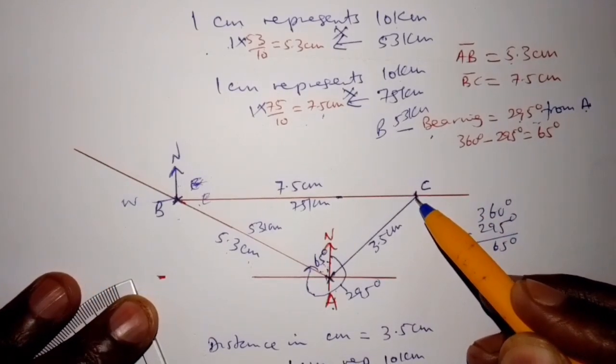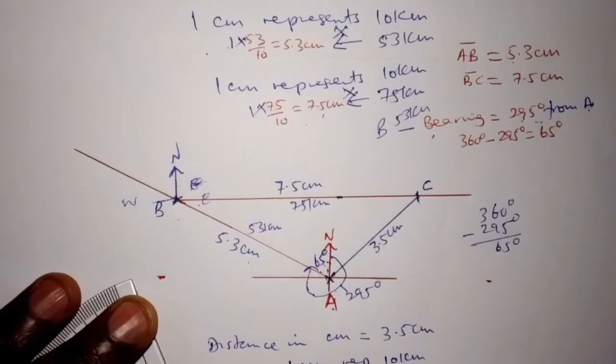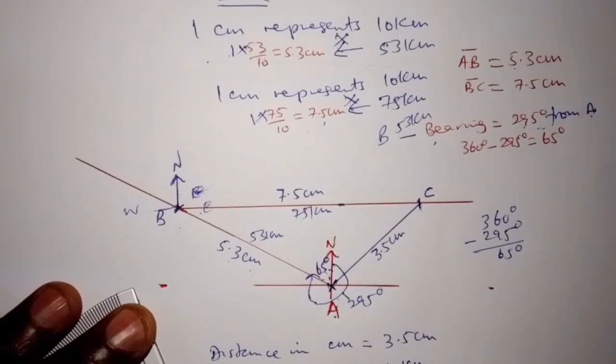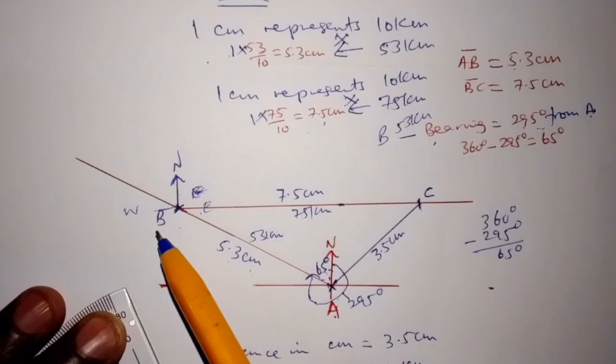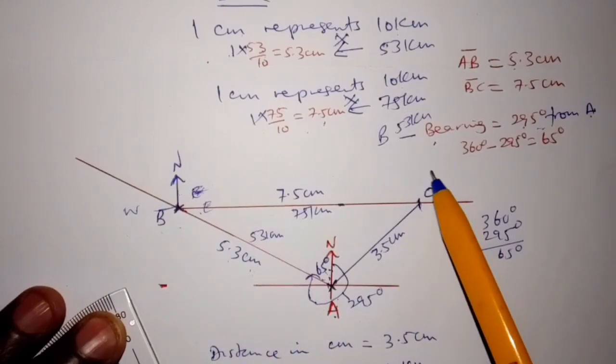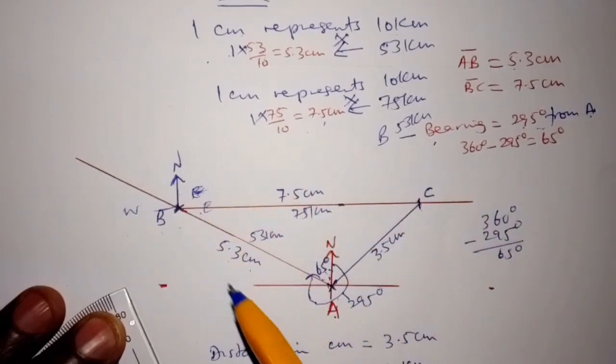Now we have answered question part A: using a scale of 1 centimeter to represent 10 kilometers, draw a diagram to show the relative position of villages A, B, and C. The relative position of villages A, B, and C is this diagram here. That is part A.